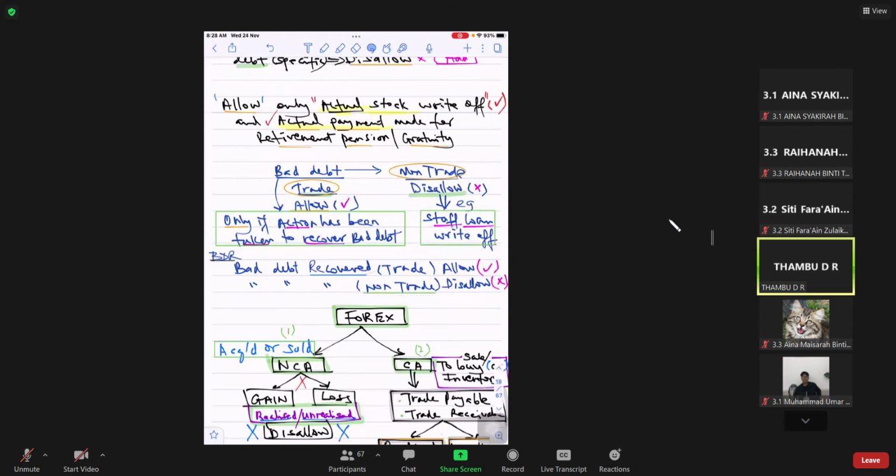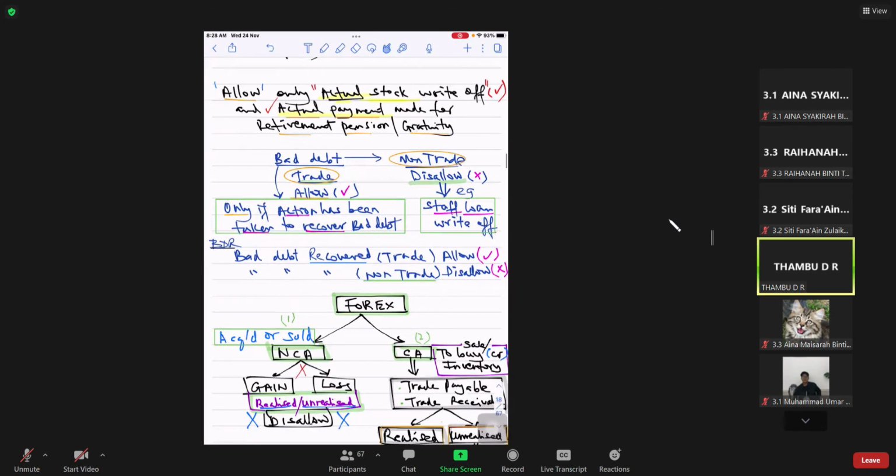What about this? Bad debts recovered, trade allow. Allow means you can credit it in the income statement, we will accept. Once you accept, nothing to do. If you don't accept, recovered, you add, I will minus. Habis.